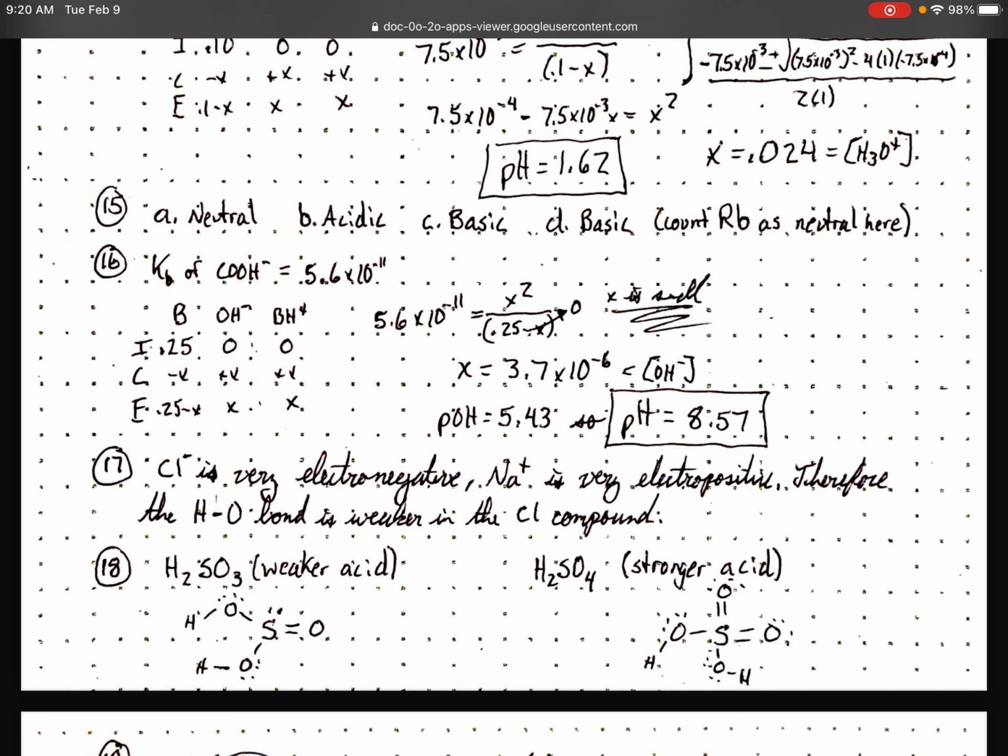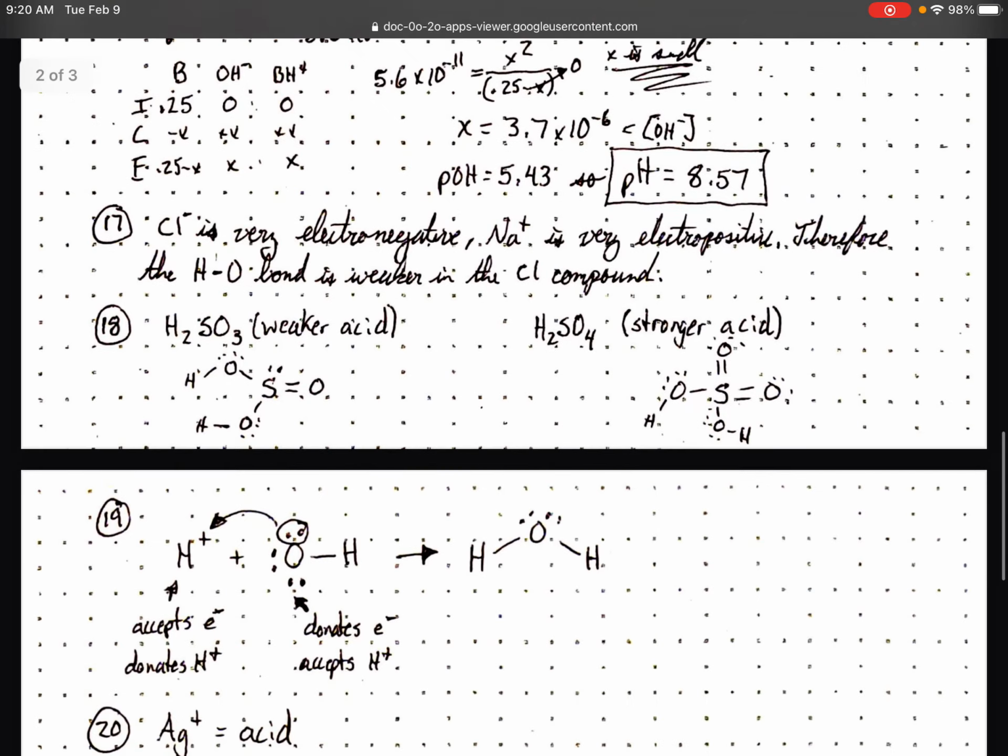16, you had to do an ice table to get the hydroxide concentration. Then you can get the pOH from that. 14 minus that will give you the pH. On 17, the reason why HOCl is an acid is because the Cl is very electronegative, whereas sodium is very electropositive. That means that the Cl helps weaken the bond between the hydrogen and oxygen, whereas sodium does not. So the HOCl is going to be an acid.